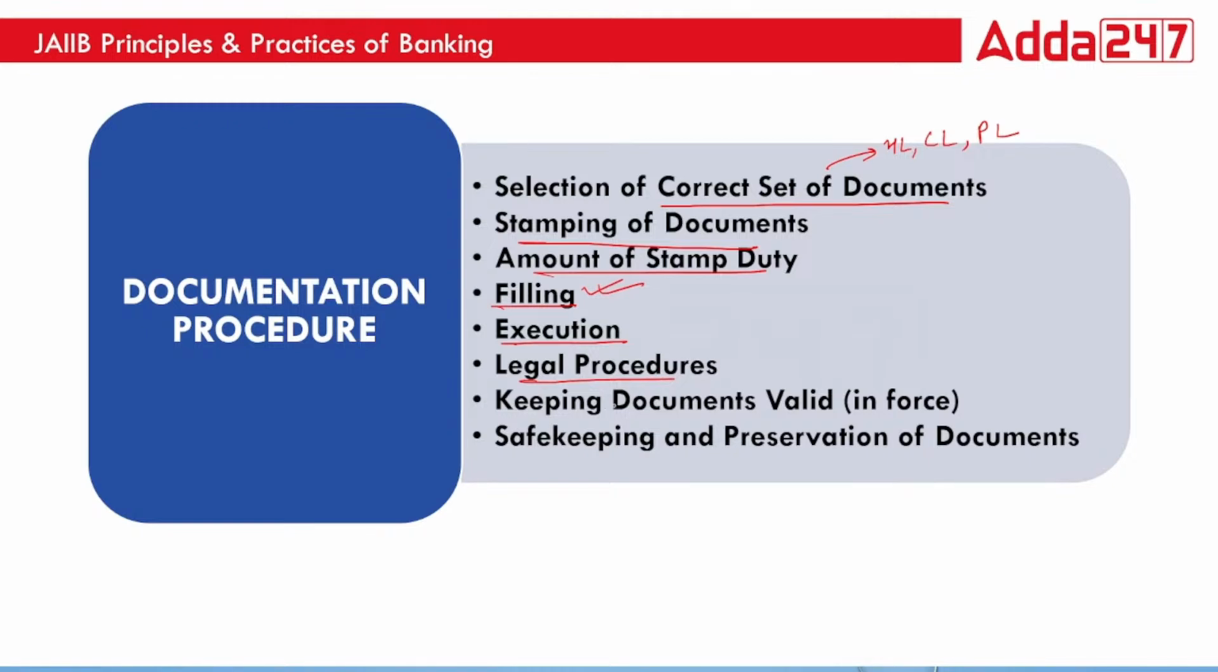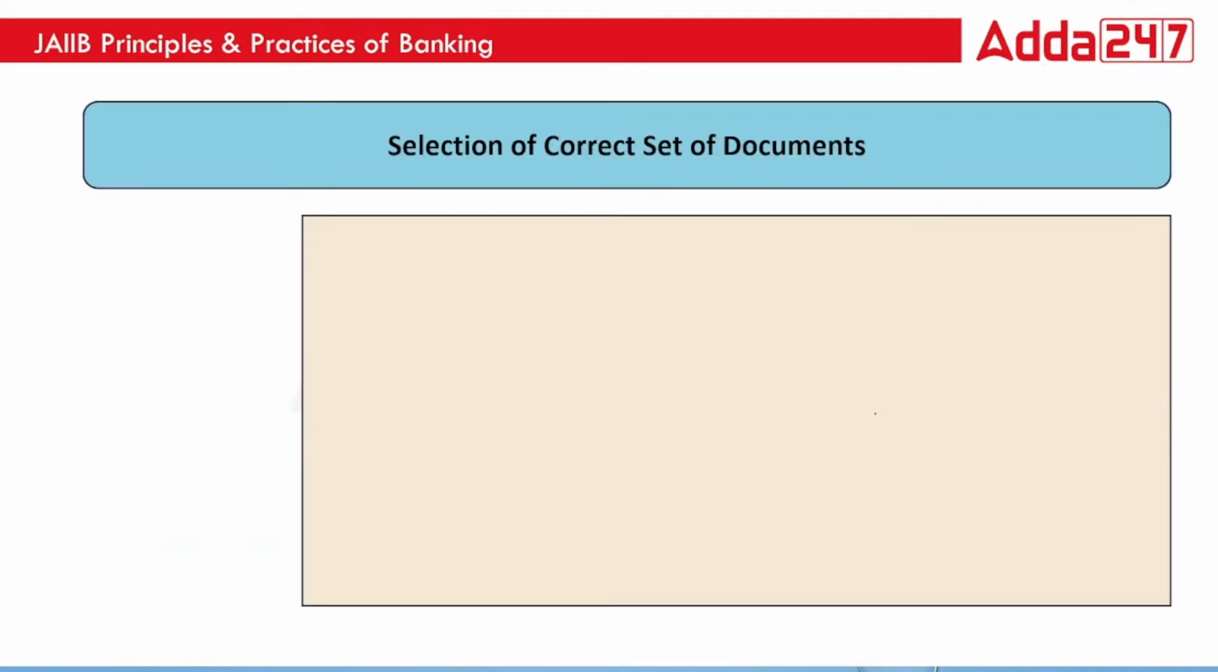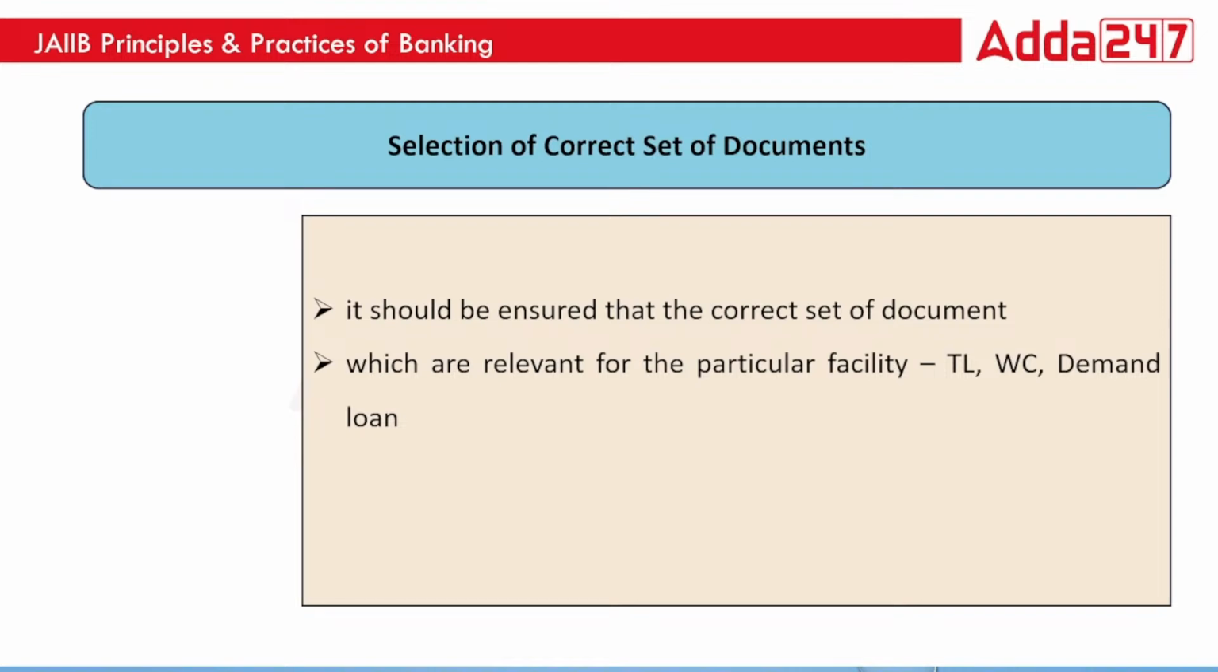Then we have legal procedures. Keeping documents valid is important because all the documents have some limitation period as per the Limitation Act, and for that you have to keep the documents valid all the time. If the document becomes time barred, you cannot go to any court of law against the customer. You won't be able to take any kind of legal procedures. Safekeeping and preservation of documents is also the responsibility of the bank, that you keep them safely.